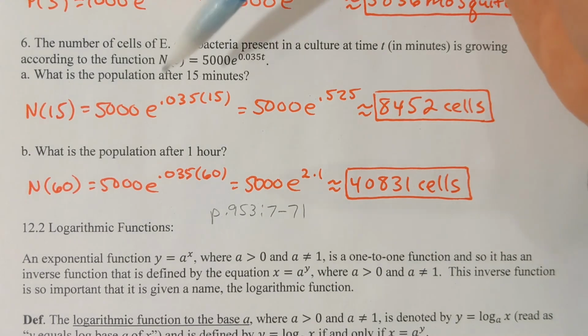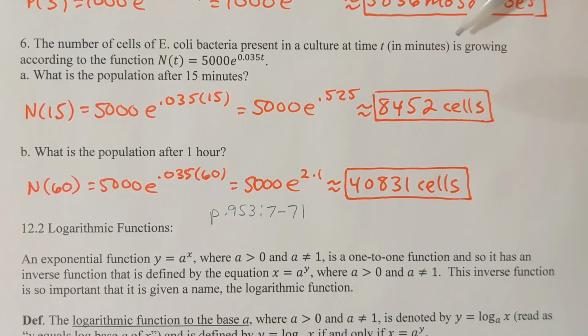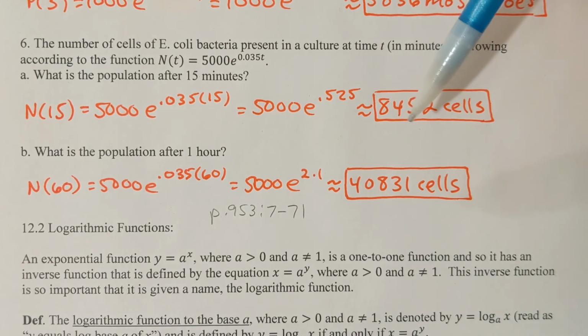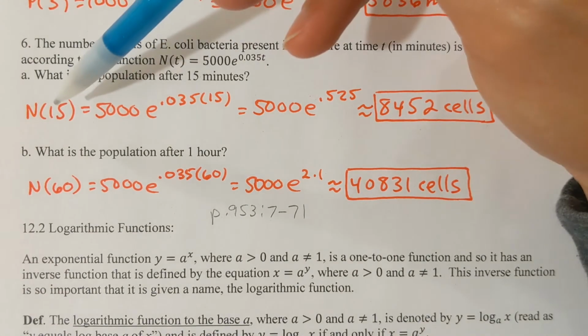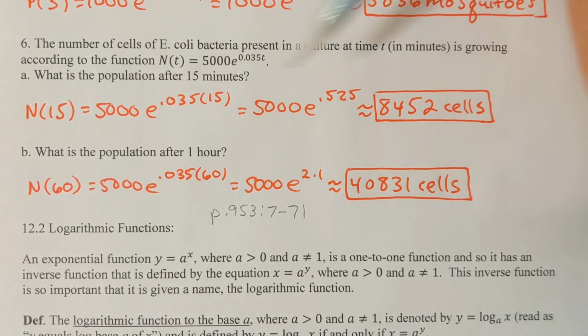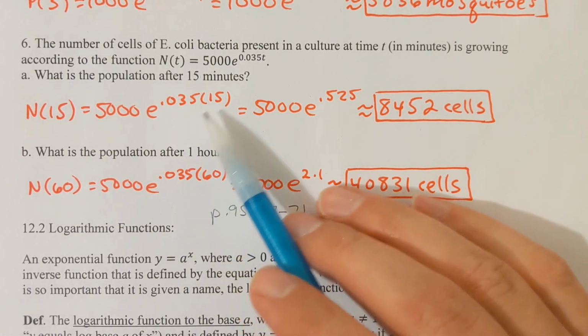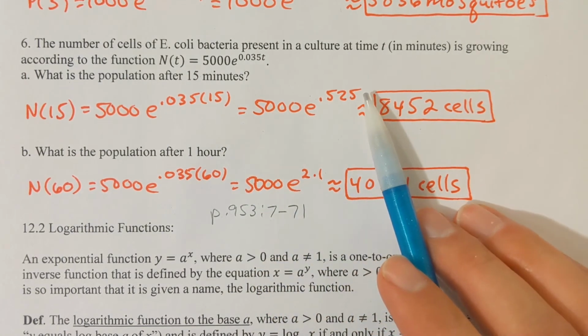The number of cells of E. coli bacteria present in a culture at time t, which is in minutes, is growing according to the function n of t, which is given there. What is the population after 15 minutes? Okay, well, t is the time in minutes, and so I would just plug in that time there, 15. Again, get the power figured out first here. So if you were to type in 0.035 times 15, you should get 0.525.